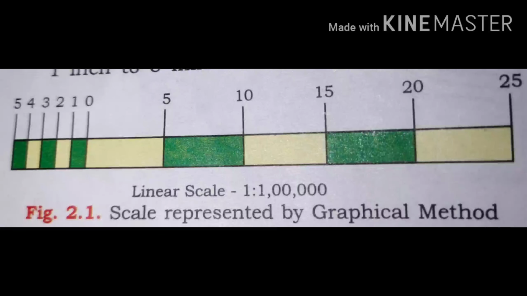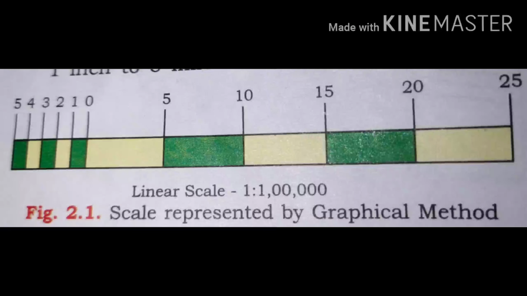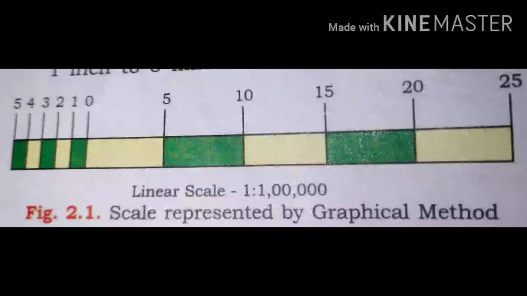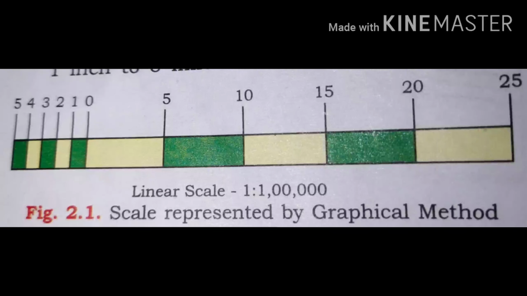The next is linear or graphical scale. As you can see in the diagram, the graphical scale is a straight line and divisions are made on it. Primary divisions are made on the right side of the scale, and secondary divisions are made on the left hand side of the scale. In our diagram, each primary division is representing 5 kilometers, from 0 to 5, then 5 to 10, and 10 to 15.